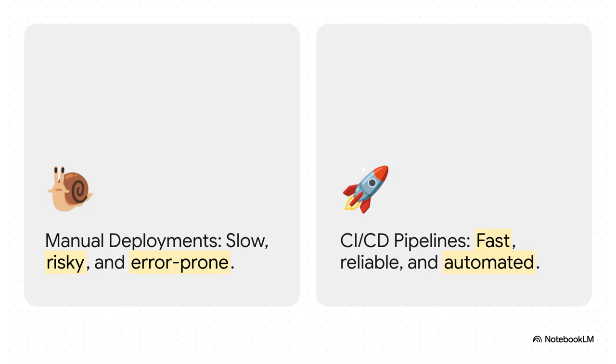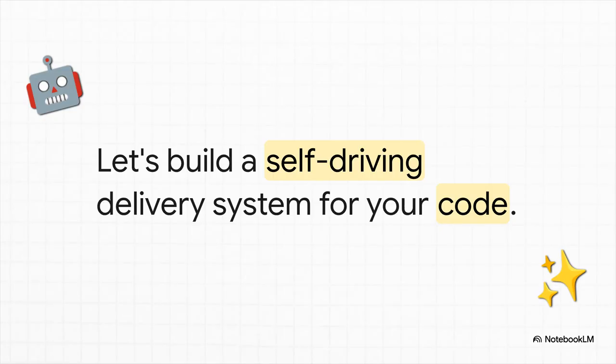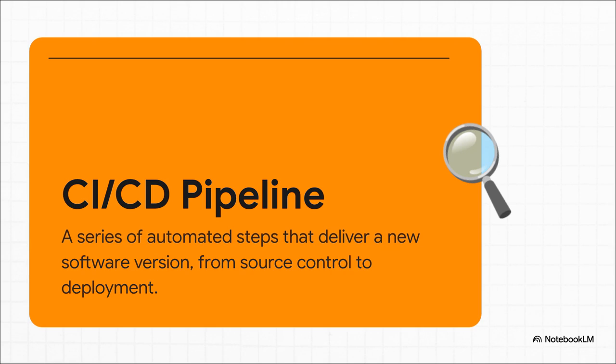The old manual way is slow, it's risky, and let's be honest, it's just asking for a typo to bring down production. But the CI/CD approach, it's fast, it's reliable, and it's all automated. This isn't just a small improvement, it's a total game changer. So here's our mission for the next few minutes. We are going to build a self-driving delivery system for your code. A system that takes your work and automatically gets it tested, validated, and shipped, all while you're grabbing another cup of coffee. So what do we call this magical system?